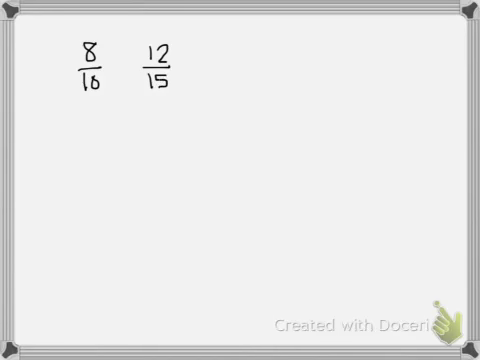and I want to know if they're equivalent, the first thing that I need to do is find a common denominator. Okay? So, a common denominator, we find a common denominator by finding a common multiple. So let's think about a common multiple that both 10 and 15 have.